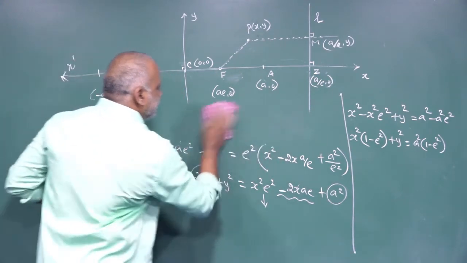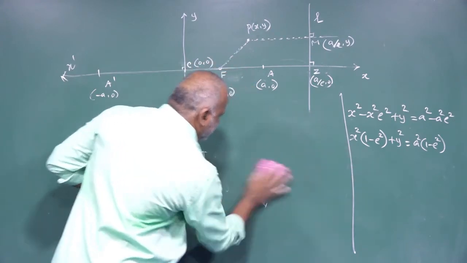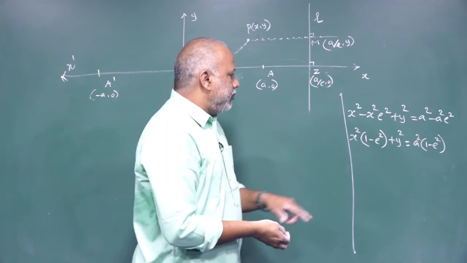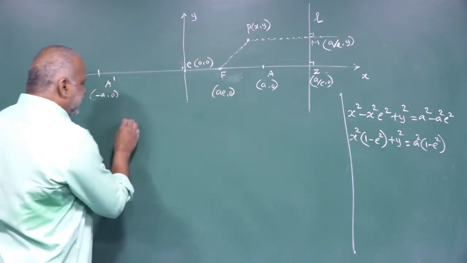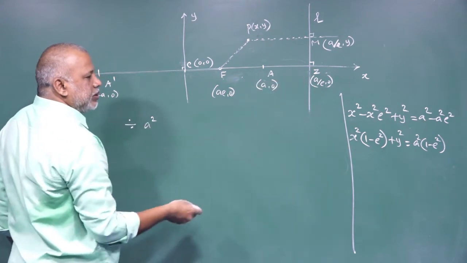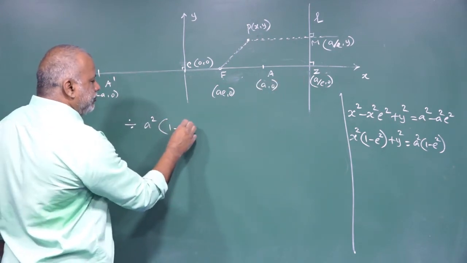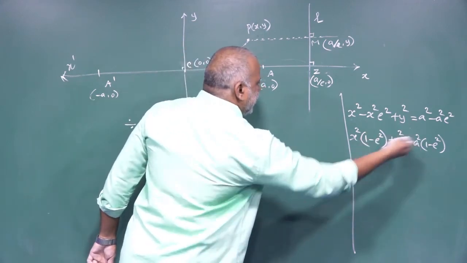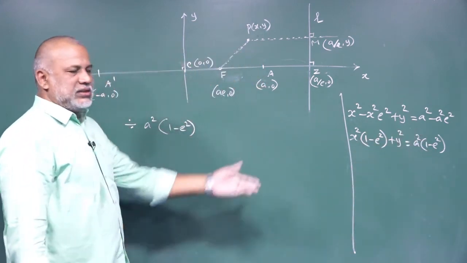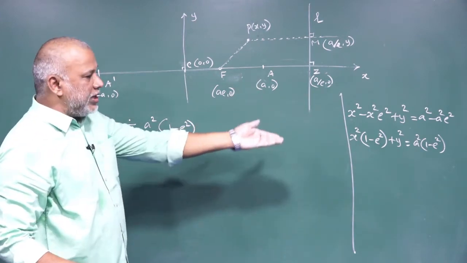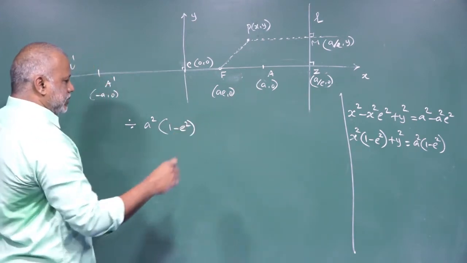Now listen here. Now I want to divide the given equation by the constant. What is the constant in your RHS side? a squared of 1 minus e squared. I want to divide the entire equation by that constant. The constant can be any number, but here, instead of a numerical value, we have a squared and 1 minus e squared.